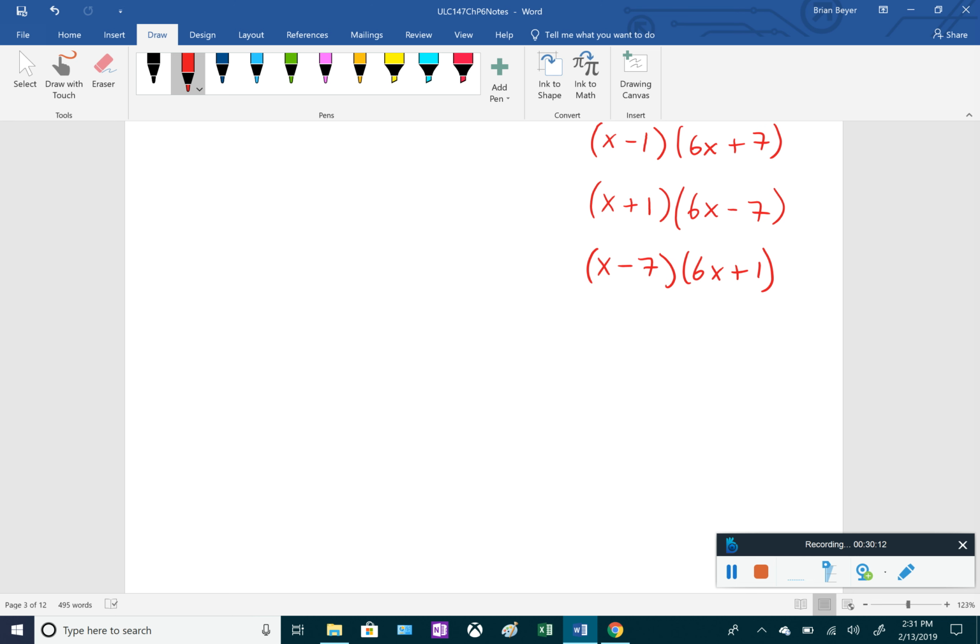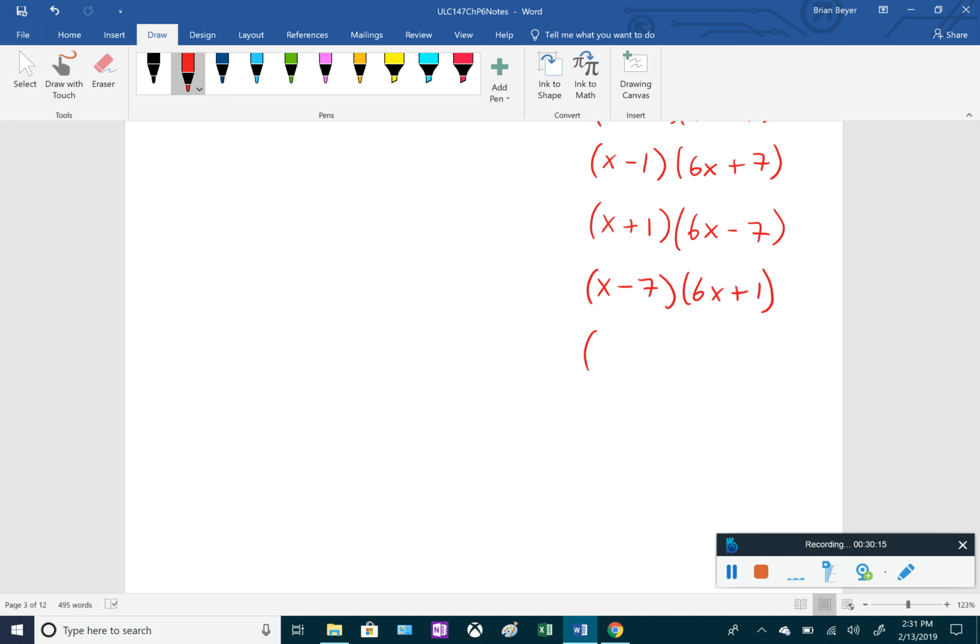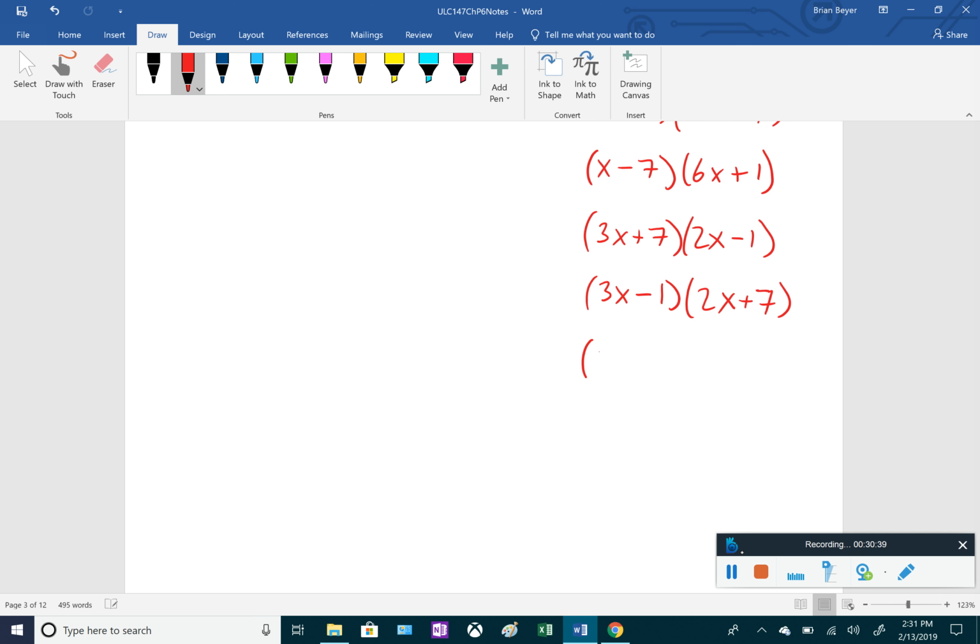Okay, so for the next ones, I'm going to do exactly what I just had written down. Maybe not in the same order, we can have 3x plus 7 times 2x minus 1. We can have 3x plus 1 times 2x plus 7. This first one should be minus 1. And then we can have 3x minus 7 times 2x plus 1. And lastly, 3x plus 1 times 2x minus 7.